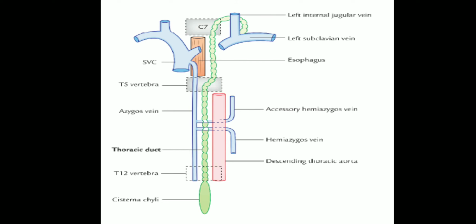It begins at the level of the lower border of T12 vertebra, then through the aortic opening enters into the posterior mediastinum. At the level of T5, it crosses from right to left side. Above T5, it enters into the superior mediastinum. At the level of the transverse process of C7 vertebra, it arches laterally in the root of the neck and terminates at the left venous angle.